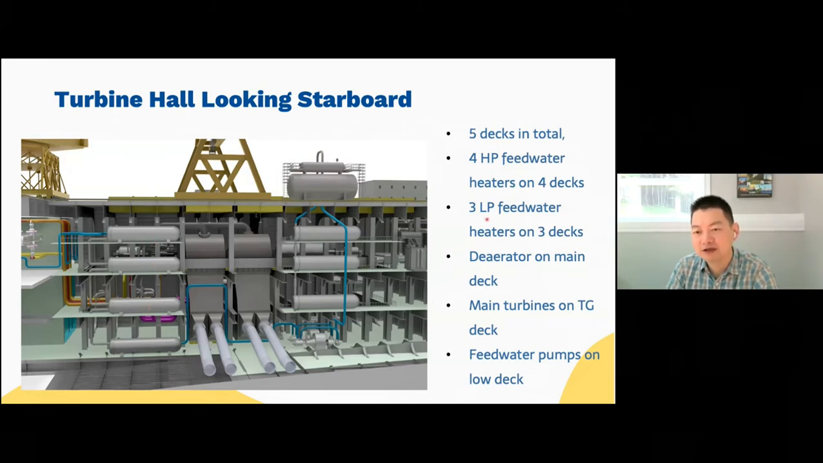And then we have 3 low pressure feed water heaters on 3 decks here: 1, 2, 3. The aerator is on the main deck on top. So this is the main deck. The main turbine is on the TG deck right here. So this deck is called TG deck, and the low deck holds the feed water pumps. So low deck, TG deck, and main deck.